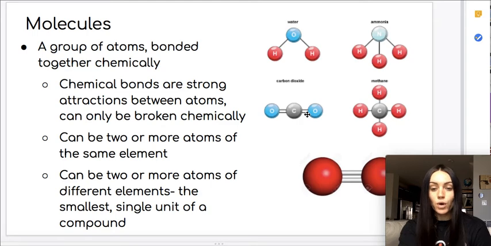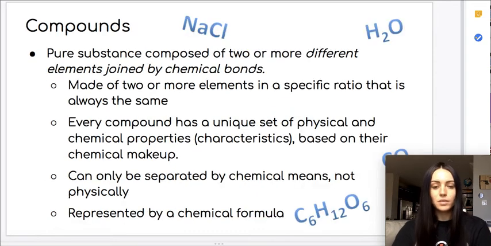Now we're going to talk about what these are when the molecules include atoms of different elements. They are called compounds, and a molecule is the smallest unit of a compound. So what is a compound? A compound is a pure substance composed of two or more different elements that are joined together by chemical bonds. Compounds are made of two or more elements, but always in a specific ratio that is always the same.